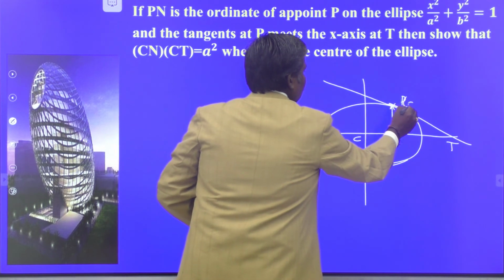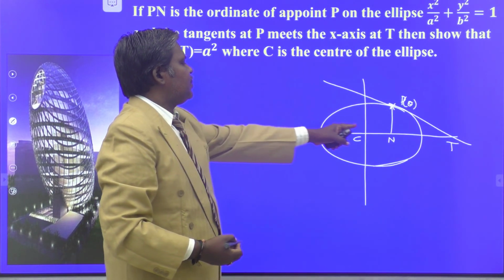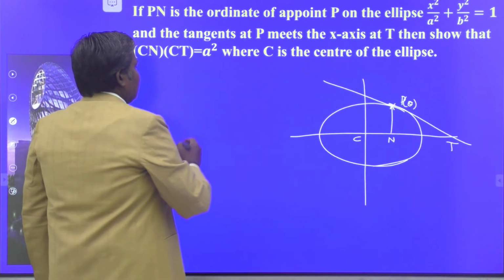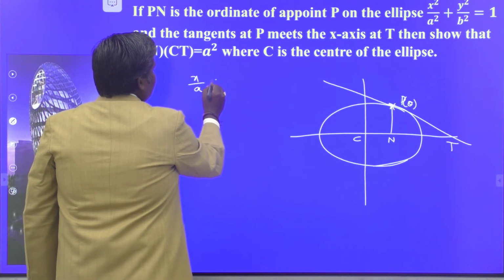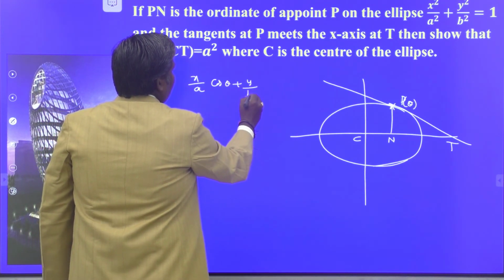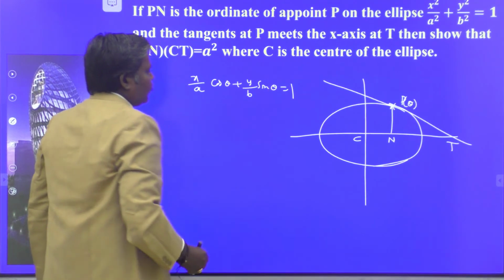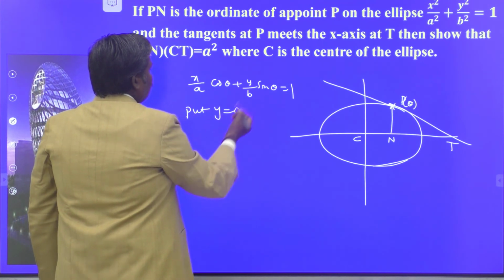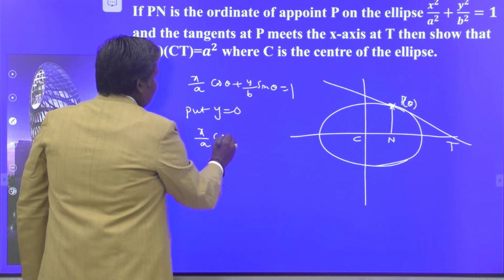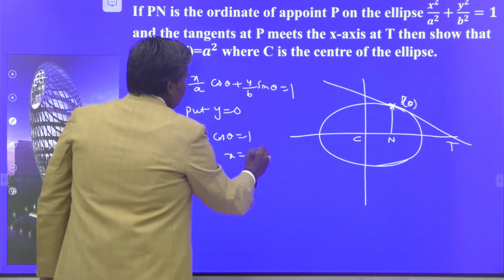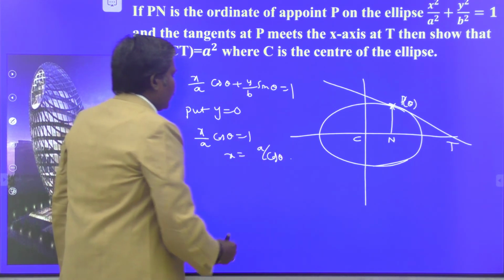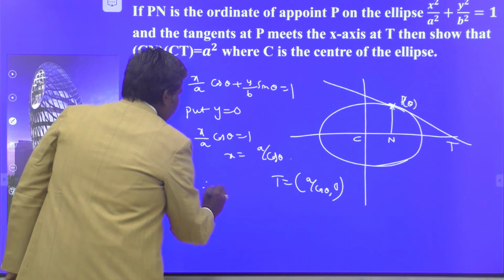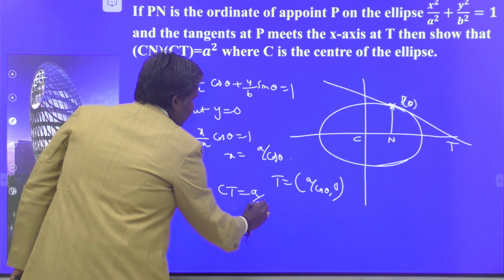In the same manner, suppose the tangent at theta to the ellipse meets the major axis at T, say, as shown in this figure. What is the equation of tangent at P? x by a cos theta plus y by b sin theta is equal to 1. It meets the x-axis, so we put y equal to 0. What do we get? x by a cos theta is equal to 1, which implies x is equal to a by cos theta. So, what are the coordinates of T? T is equal to a by cos theta comma 0. Therefore, Ct is a by cos theta.